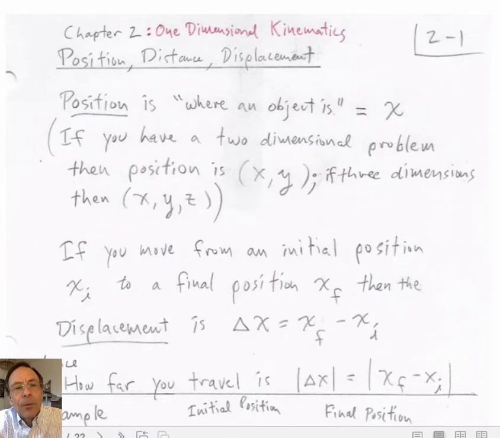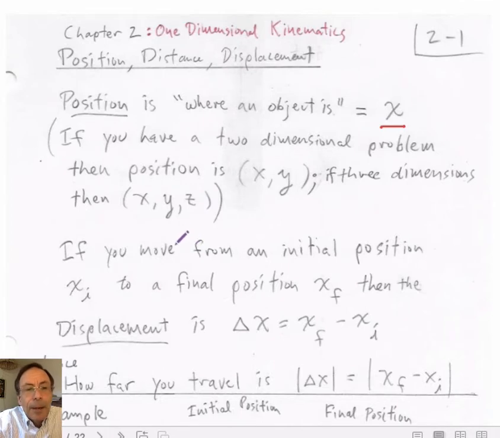All right, so let's start with a bunch of vocabulary. The position of an object is where it is, and it gets the variable x, usually. I mean, it could be another letter, but for now we'll use the letter x. Later on, if we get into two-dimensional kinematics, we'll use x and y. And when we get to three-dimensional kinematics, x, y, and z.